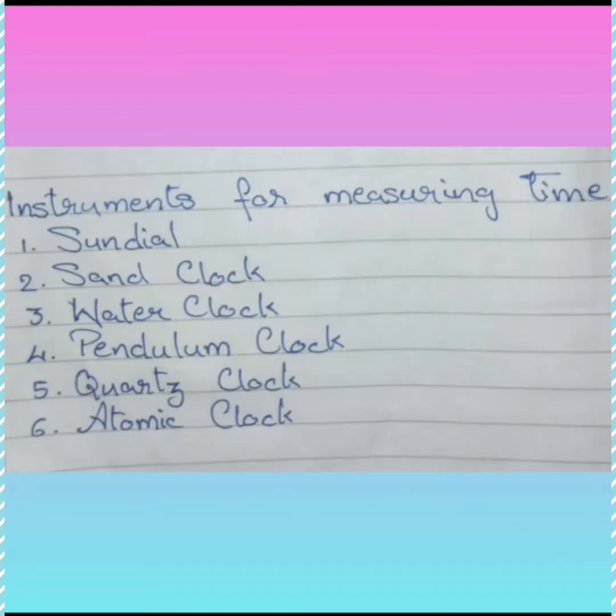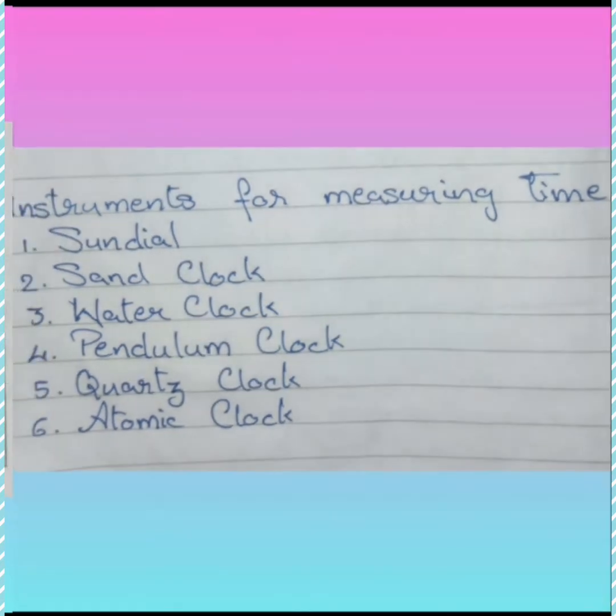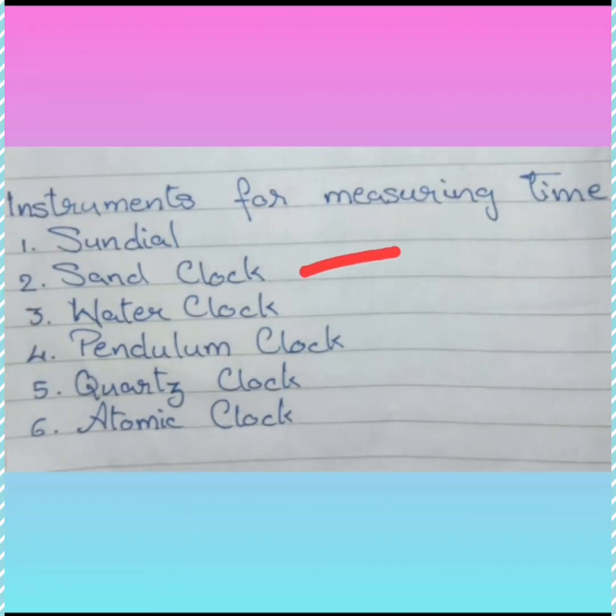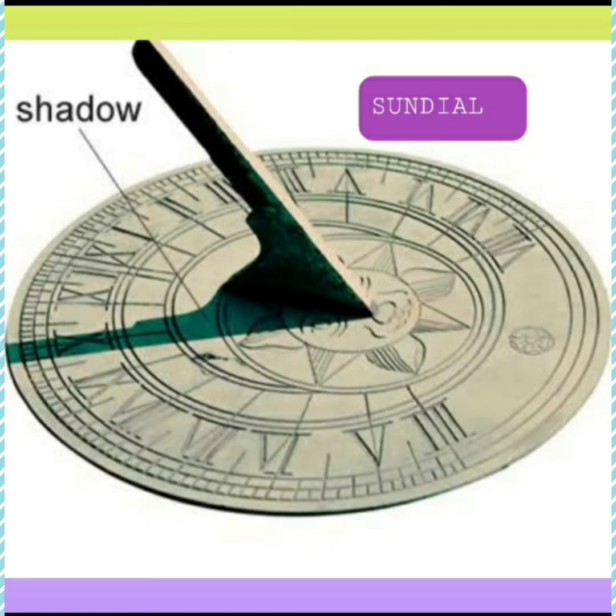In olden days, when there were no clocks, how do you think they came to know about time? Yes, they were using sundial, water clock, sand clock, etc. So these are the instruments for measuring time: sundial, sand clock, water clock, pendulum clock, quartz clock, atomic clock. Let's see about the sundial first.